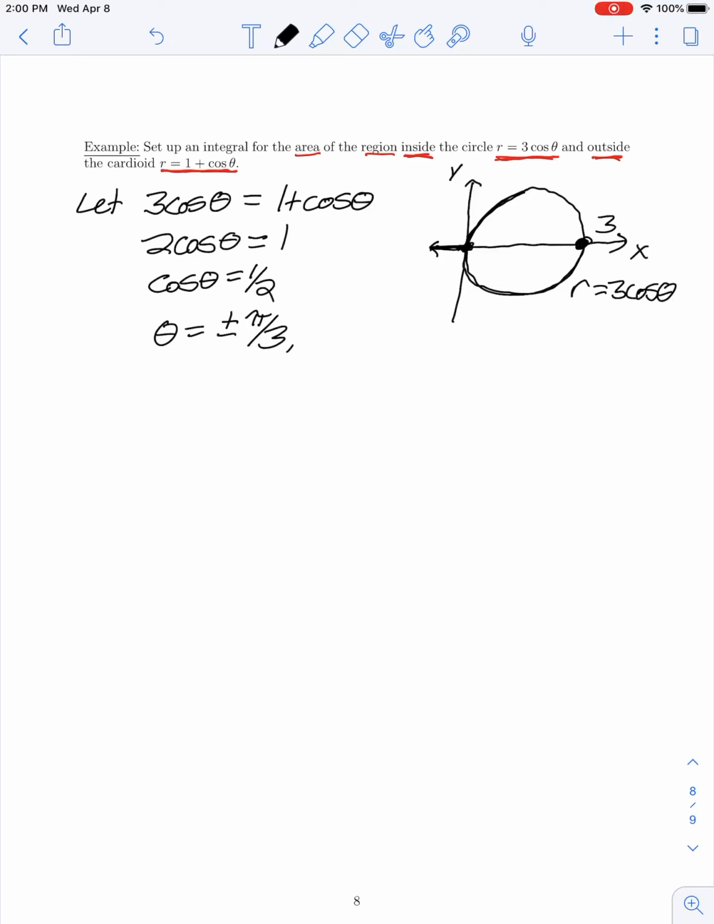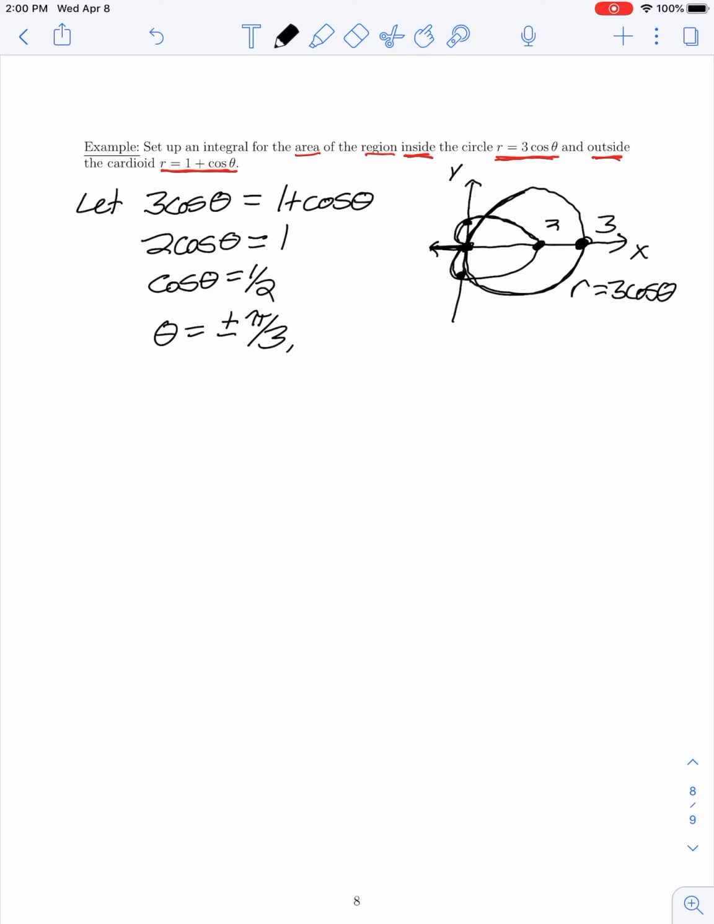And then we're looking for a cardioid, 1 plus cosine of theta. So when theta is 0, we have 1 plus 1, or 2. When theta is equal to pi over 2, we have 1. When theta is equal to pi, we have 1 minus 1, or 0. And then when theta is equal to 3 pi over 2, we have r equals 1. So our cardioid looks something like this.